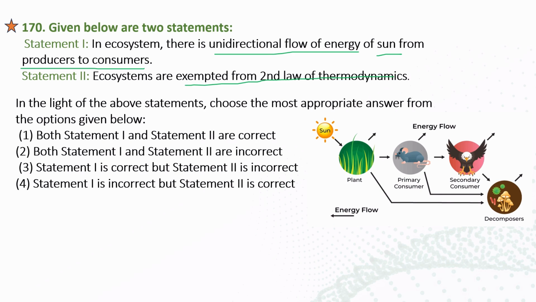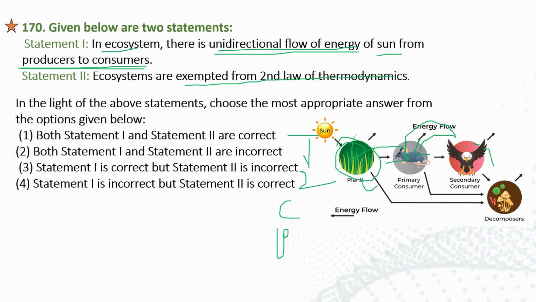In this, you have to say whether both of them are true, both are false, or only one of them is true. So in the first statement, in an ecosystem there is unidirectional flow of energy. Why is it known as unidirectional? Here the energy is flowing from producers to consumers. We know that there are producers, primary consumers, secondary consumers, tertiary consumers like that. Here the producers are nothing but the plants, whereas the primary consumers are those which eat the plants, and secondary consumers are those which feed on the primary consumers, and tertiary consumers are like that, and decomposers.